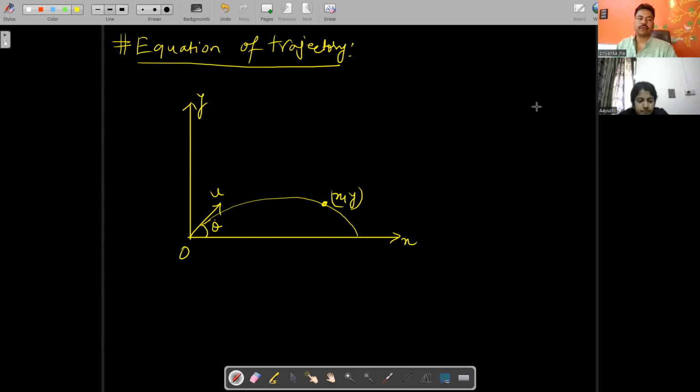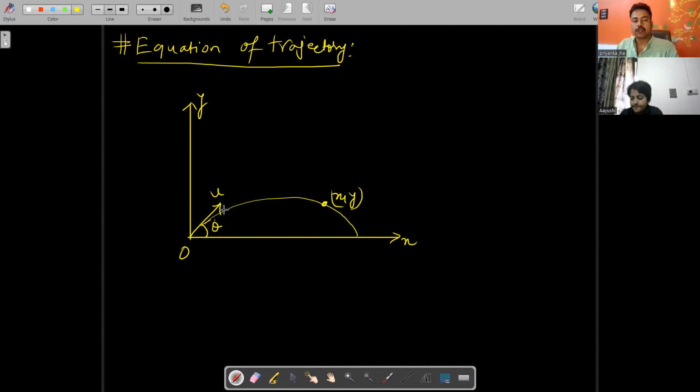Okay, sir. So we'll start with the equation of trajectory in projectile motion. First, let's understand what trajectory is. Trajectory is a mathematical relationship between the x and y coordinates of any point. Suppose we pick any point, it will have x and y coordinates, so there must be a certain relationship between the x coordinate and the y coordinate. That relation is known as the equation of trajectory, right?